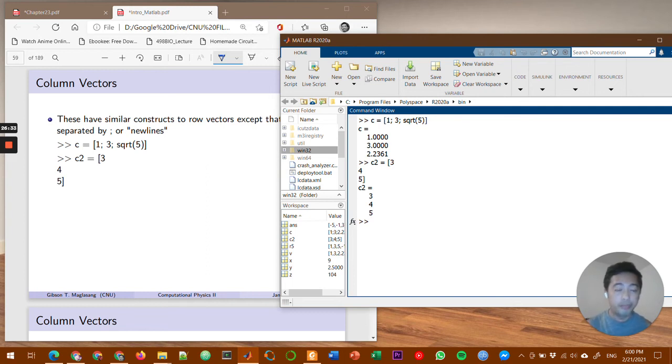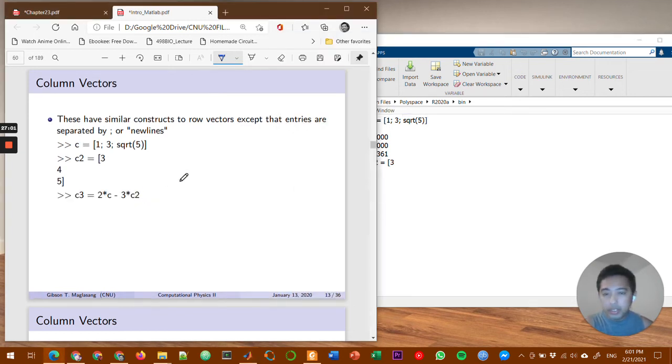But for me, personally, it is easier to create a column vector using the colon operator. It still depends, it's a preference. Sometimes when I analyze data, like COVID data, I find it easier to use shift enter. So depending on the situation, you use shift enter or the colon.